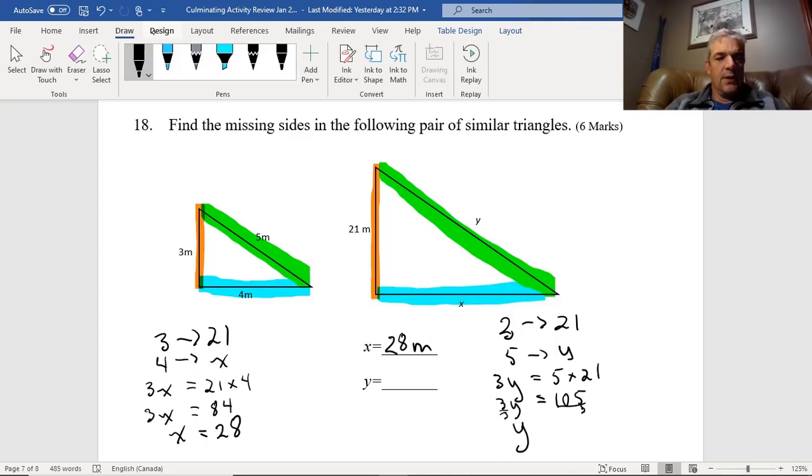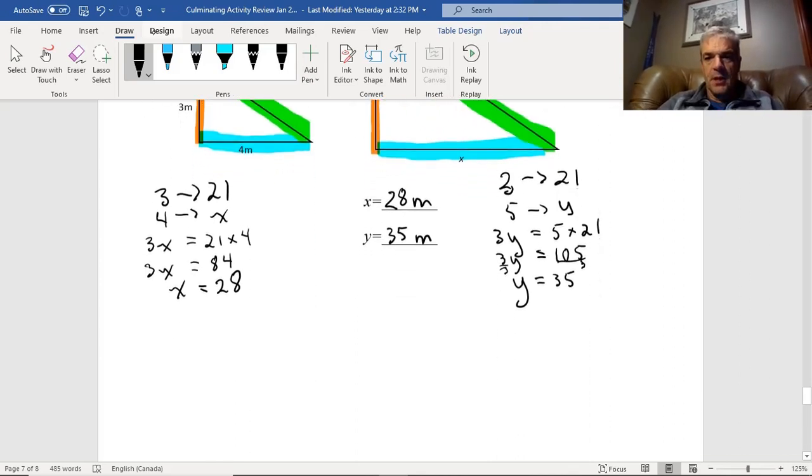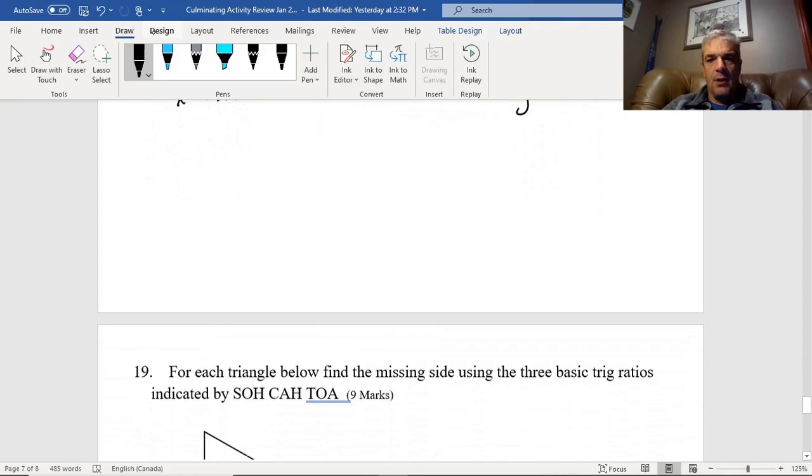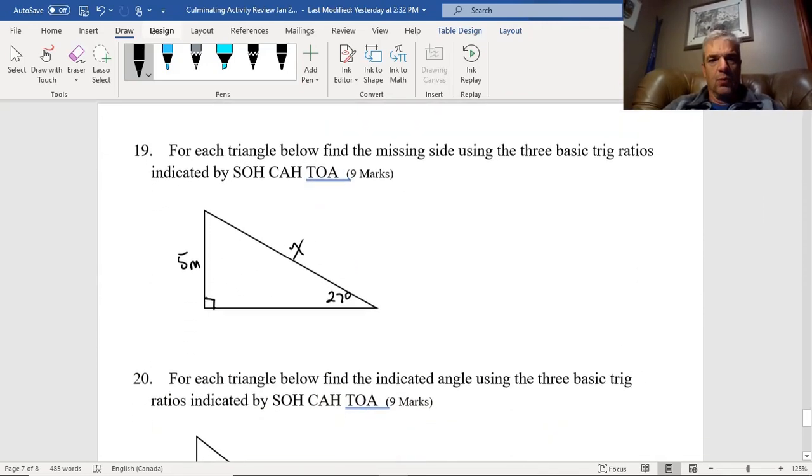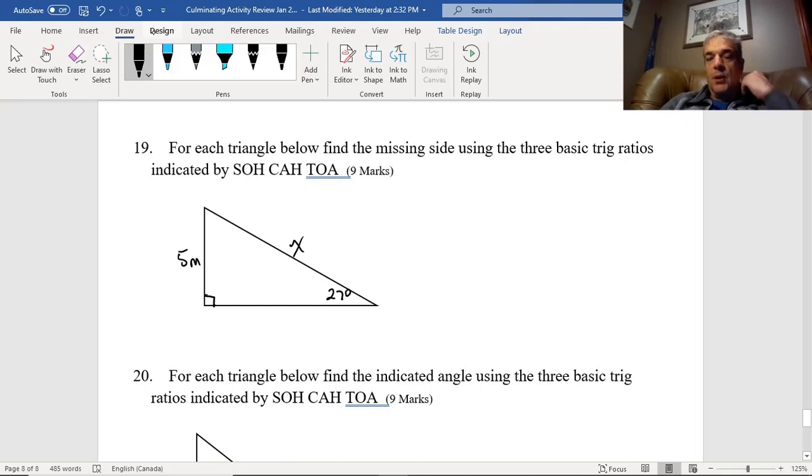So I take my calculator again. 105 divided by 3 equals 35. And so the answer here is 35. And again, when I write it in, 35, and I include my units. And that is solving with similar triangles. All right, let's move down. And we have some trig ones, and that will wrap up the review.